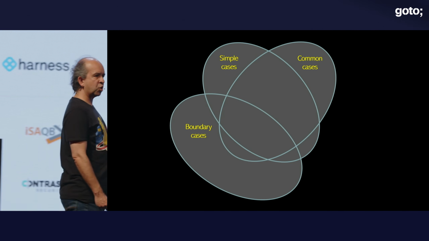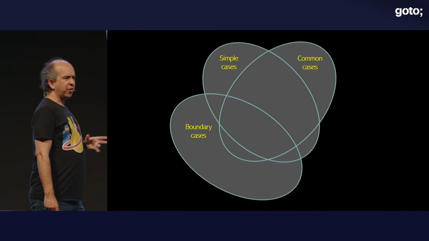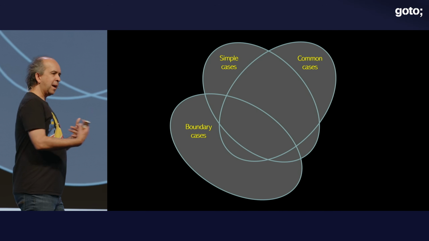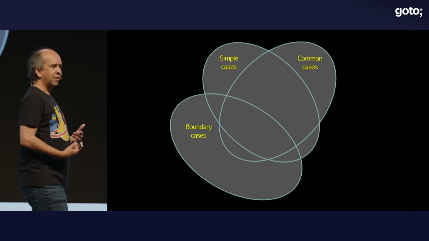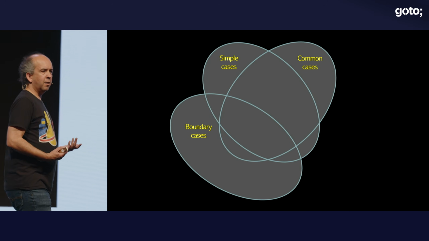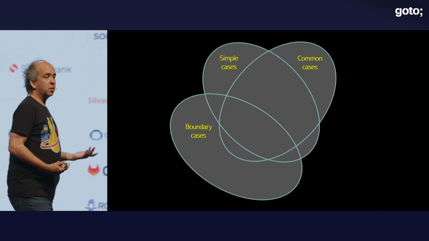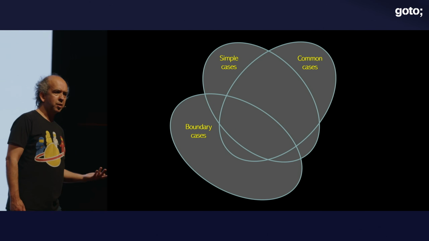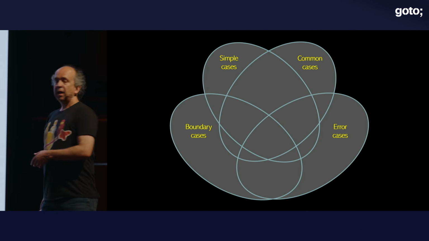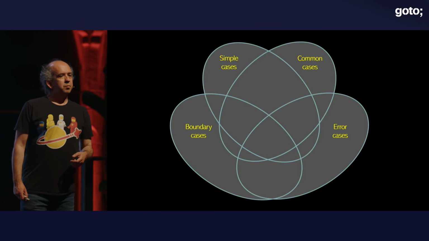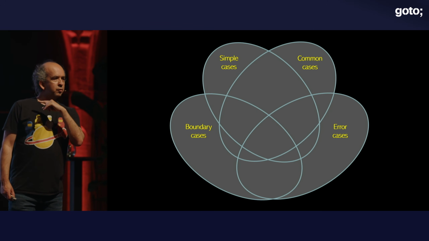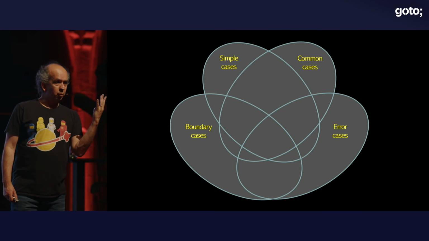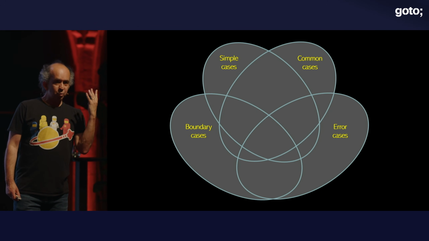Boundary cases, the edge cases. Often the things that happen around the empty state or the zero or the upper limits or whatever they are. Include those. Some of those are going to be common. Some of those aren't. They're often simple, but not always. And error cases. Just as a small note, this is the correct way to draw a Venn diagram with 4 sets, such that all combinations are possible.